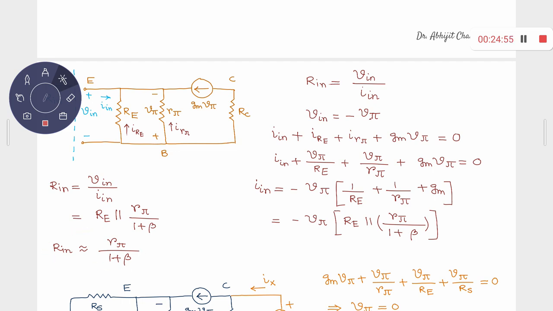R pi is typically 5 kilo ohms, say for example, beta is 100, so R pi upon 1 plus beta is close to 50 ohms. So the input resistance of this amplifier is 50 ohms. Can you get the point? Input resistance of this amplifier is 50 ohms if R pi is equal to 5 kilo ohms and beta is equal to 100.